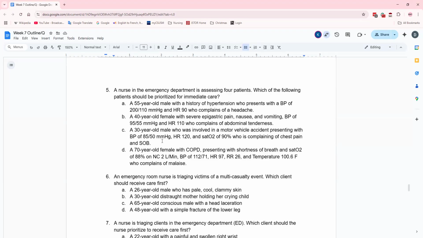This one's going to be C. So here we see the chest pain, and the chest pain is going to be important here. This person has been in an MVA, they have chest pain and shortness of breath. The other one can be consistent with hypertension. It could just be the hypertension itself.